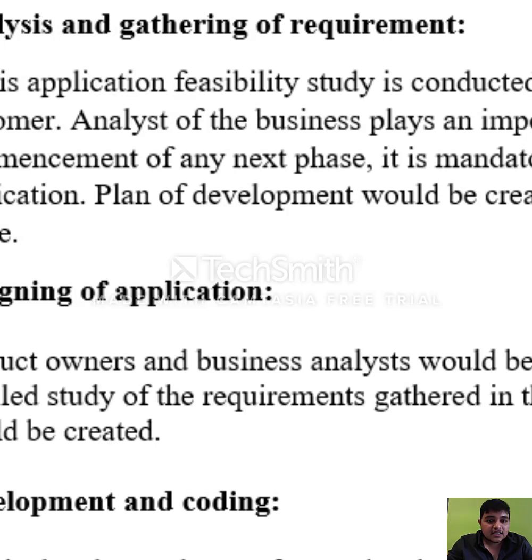Analysis and gathering of requirements. In this phase, a feasibility study is conducted as per the requirements given by the customers. Designing of application. Product owners and business analysts would be involved in this phase. Development and coding. This is the phase where software development would start.